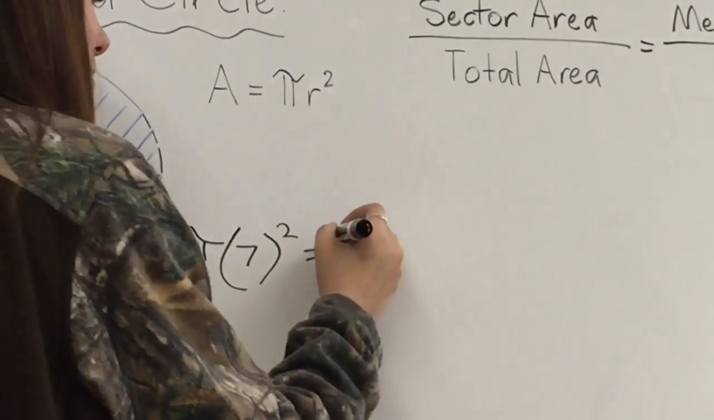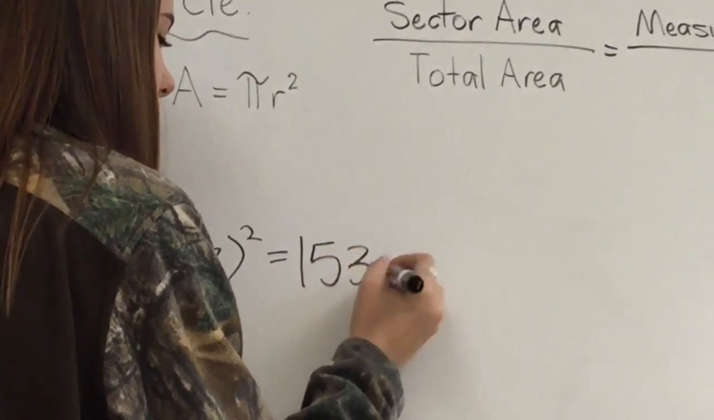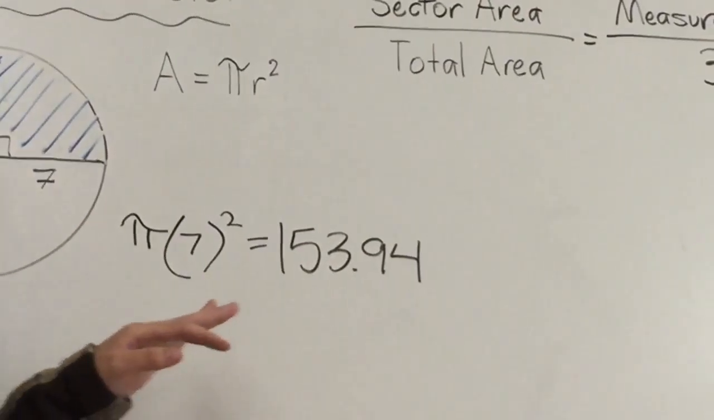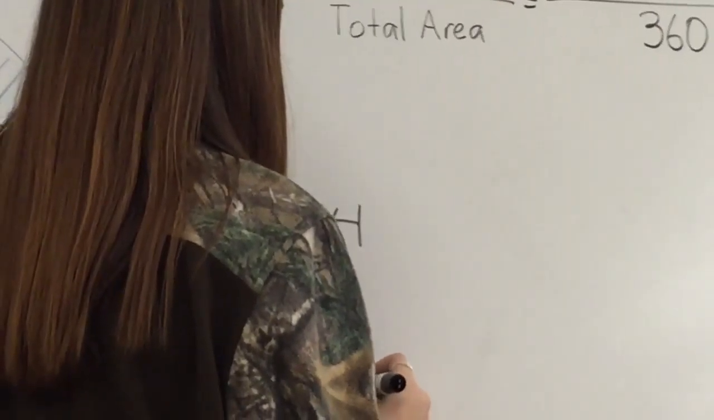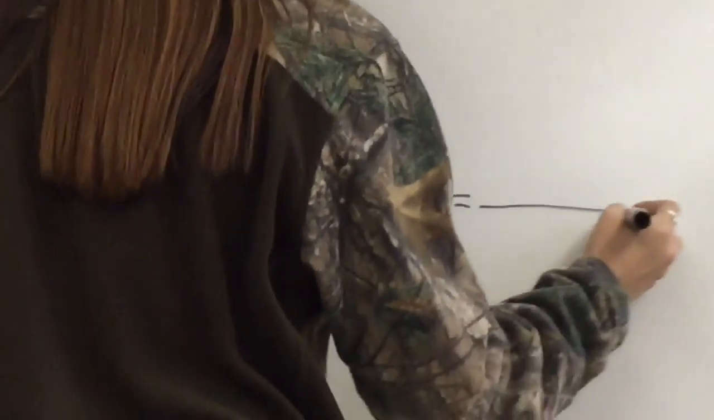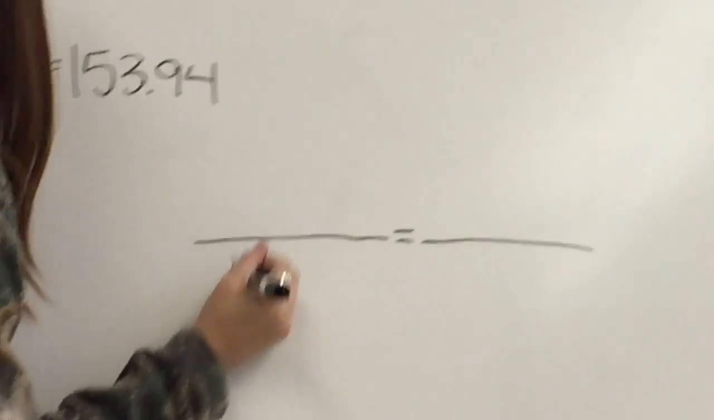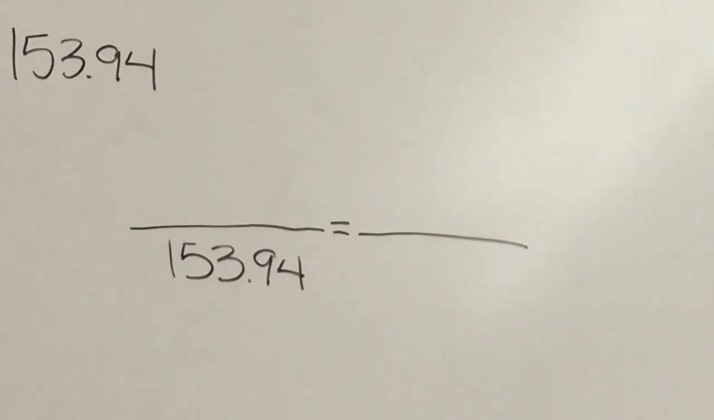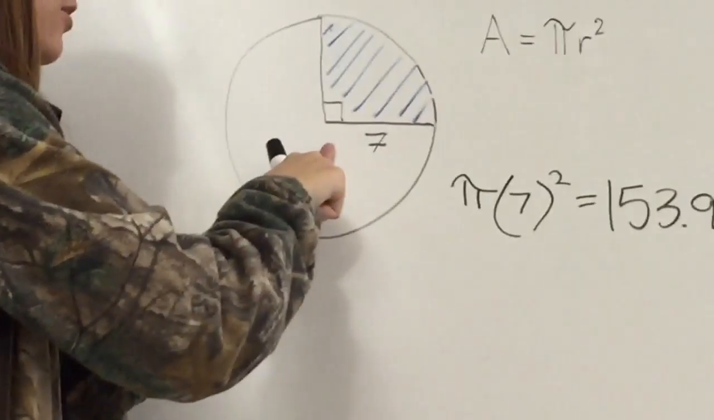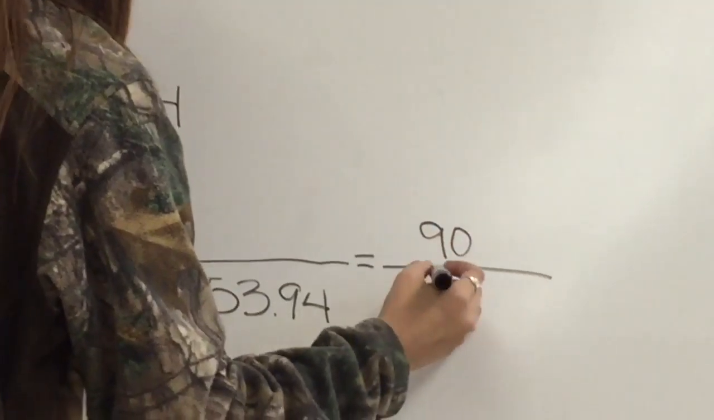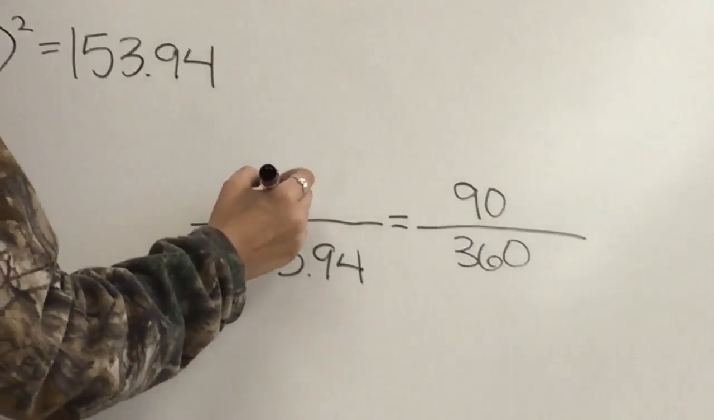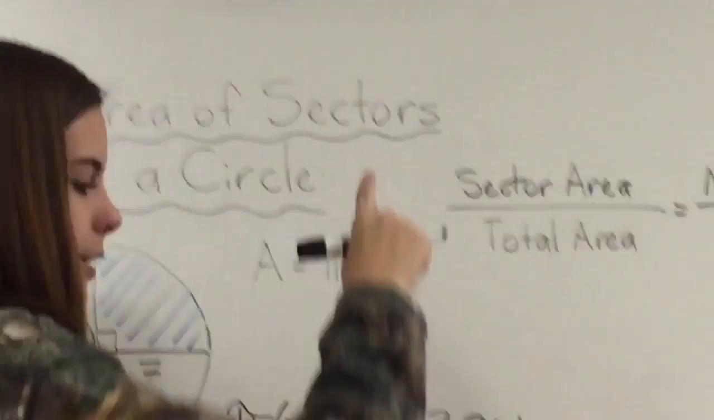It will all multiply out to 153.94. Okay, so that's what we have in that part of our equation. Now, we see there's a right triangle here, so that's how we know it's a 90-degree angle. So we have that here over 360 degrees. And now we just put an X here for our sector area.